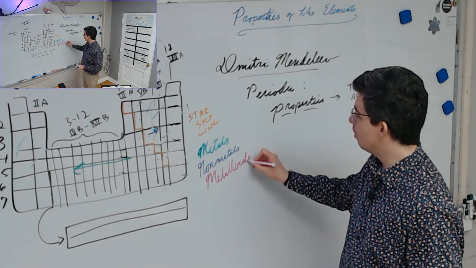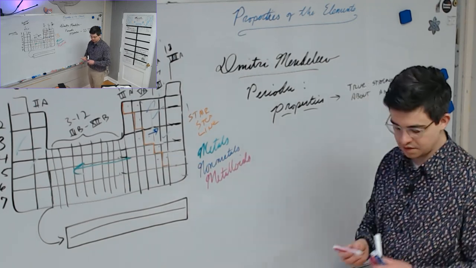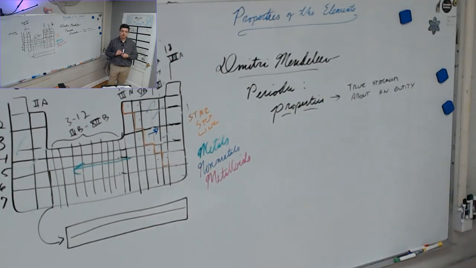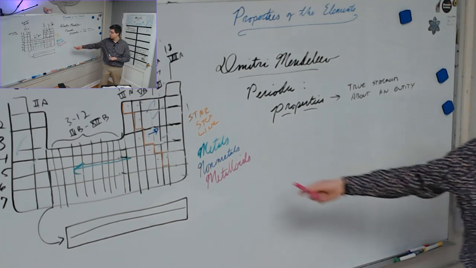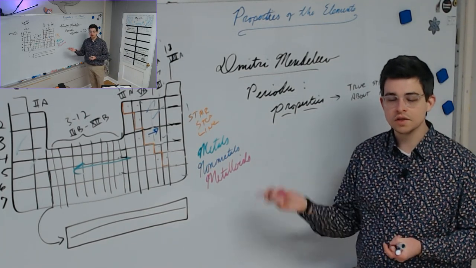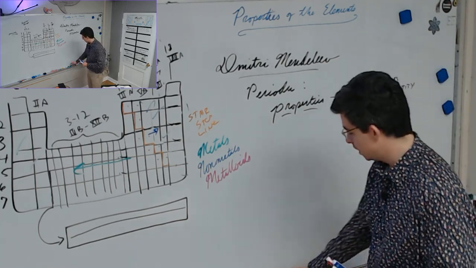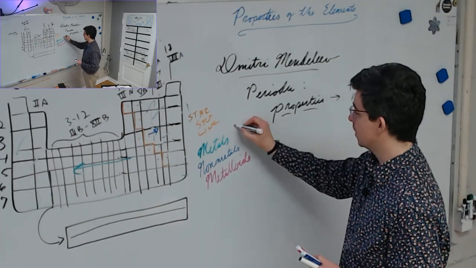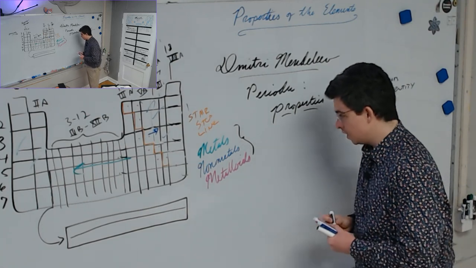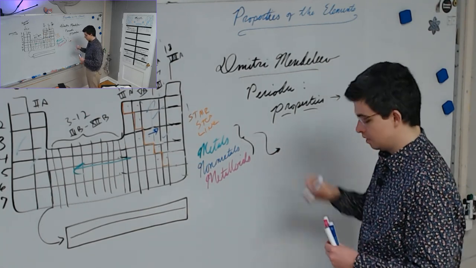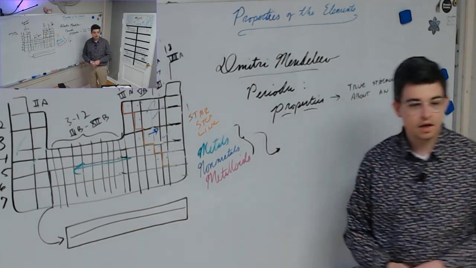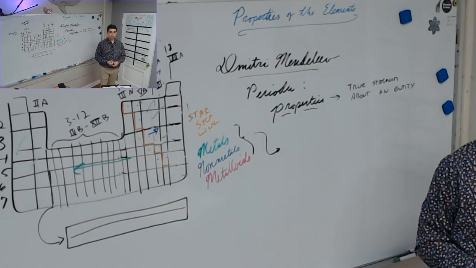The suffix "oid" means like something. So if I said something was werewolf-oid, that would be like a werewolf. So metalloids are like metals, and they're also like nonmetals. So we have these three very broad categories of elements on the periodic table. Could you, and this will be on your test, given any random element, tell me whether it was a metal, nonmetal, or metalloid?